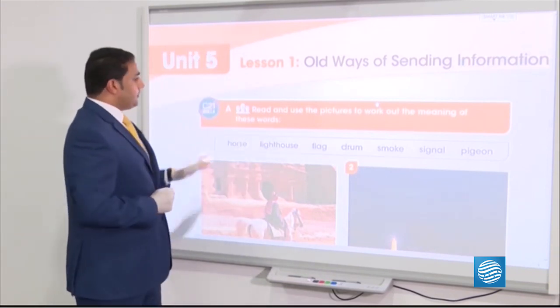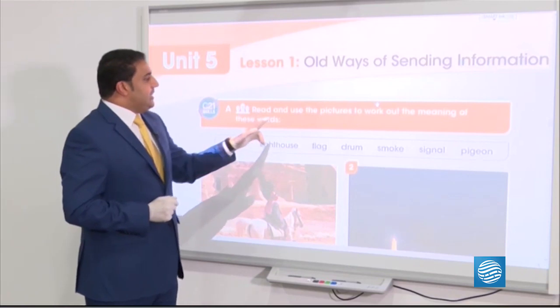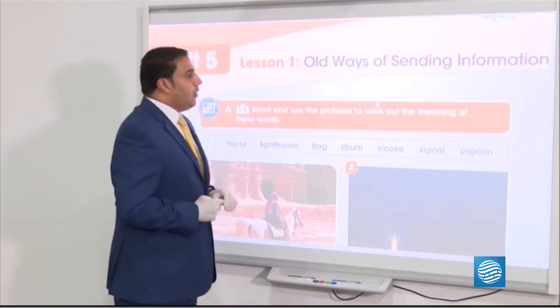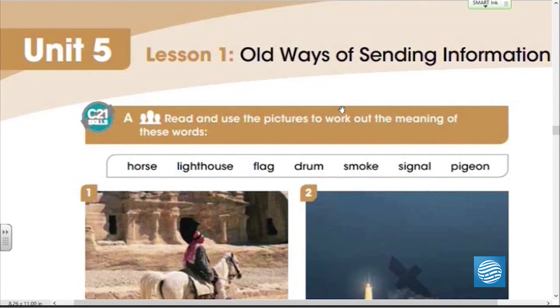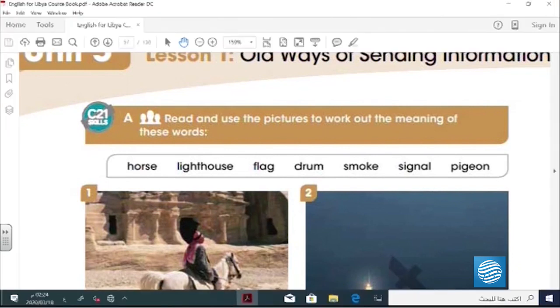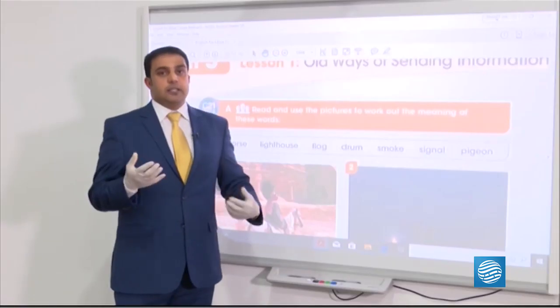Good. Right. Now, read and use the pictures to work out the meaning of these words. I want you now to read and use the pictures. These are pictures here, 1, 2, 3, and 4. I think here we have to use them to work out the meaning. To work out means to discover the meaning, to get out the meaning, to know the meaning of these words. Here we have 7 words. So we want to work out together the meaning of these words.